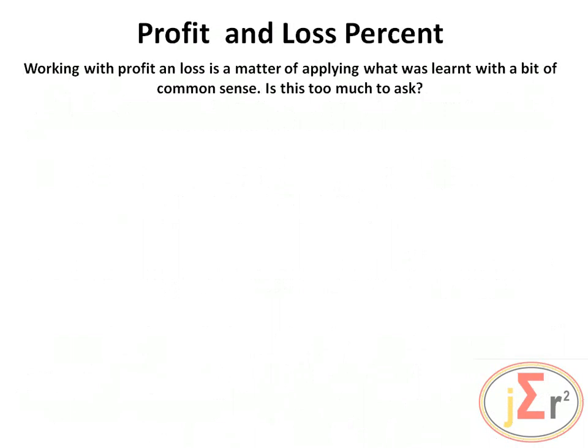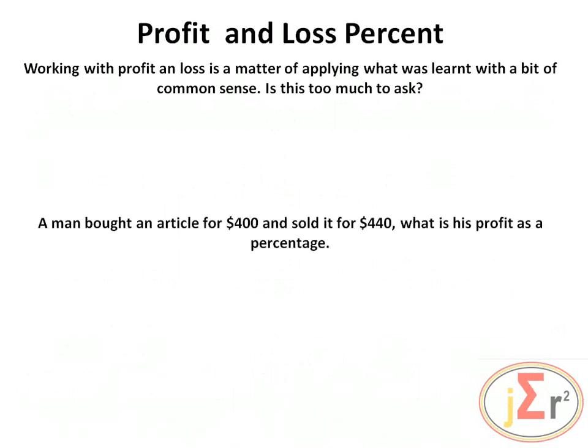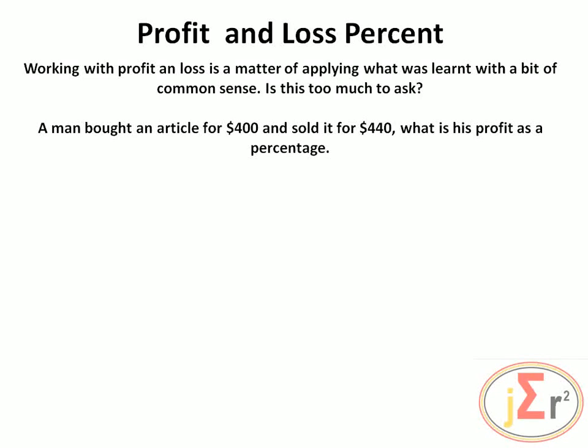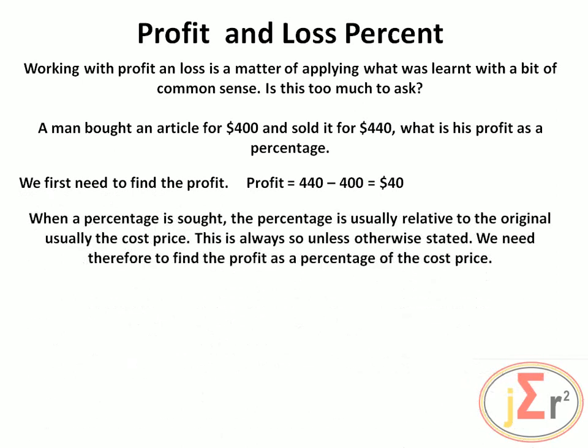Working with profit and loss is a matter of applying what was learned with a bit of common sense. Is this too much to ask? A man bought an article for $400 and sold it for $440. What is his profit as a percentage? We first need to find the profit, which is the difference between what he paid for it and what he's selling it for. And that turns out to be $40.